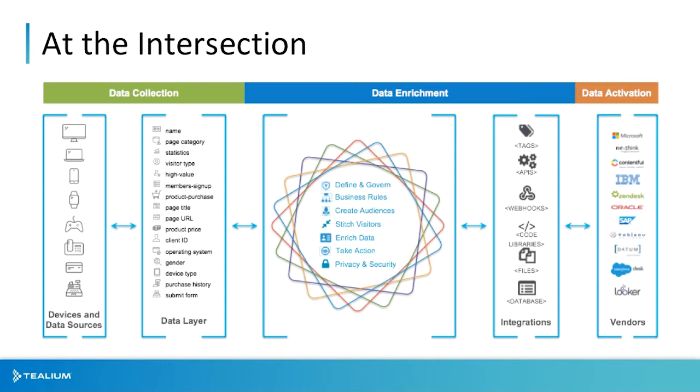For the first time in your organization, you're going to have a way to call a timeout on data coming into it and say, first you have to comply with the data governance practices that we demand in this organization in order to perform effective marketing. So tell me, is the page title here? Is the page URL? Do I have a client ID?